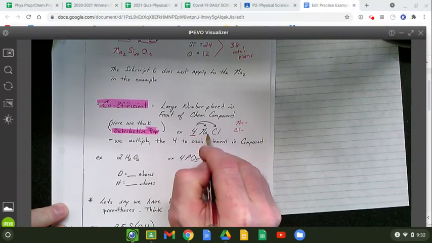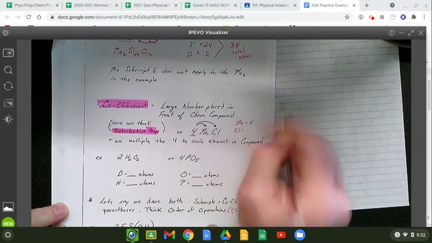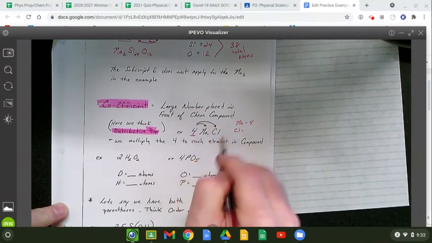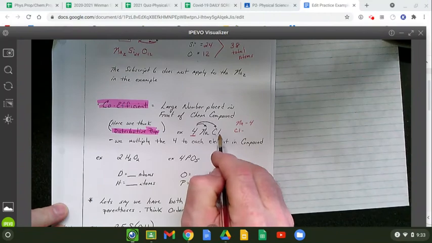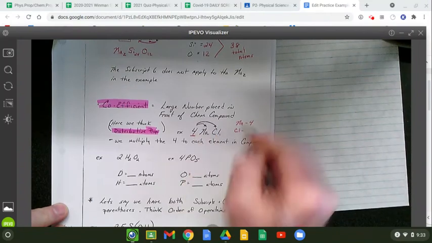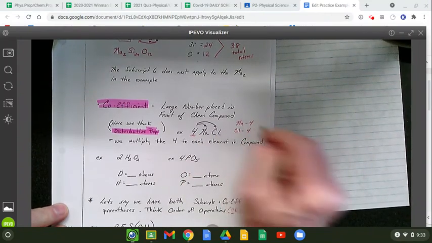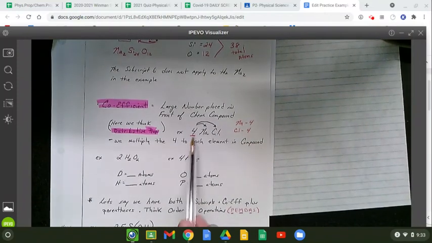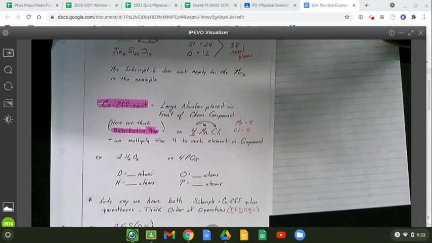Now, there's only 1 here, so we have a total of 4 sodium atoms. And then I got to distribute it to the chlorine. So 4 times the 1 chlorine, so 4 times 1 gives me also 4 chlorine atoms. All right, so again, I'm distributing the 4 to both elements in this compound. All right, let's do a couple other examples.